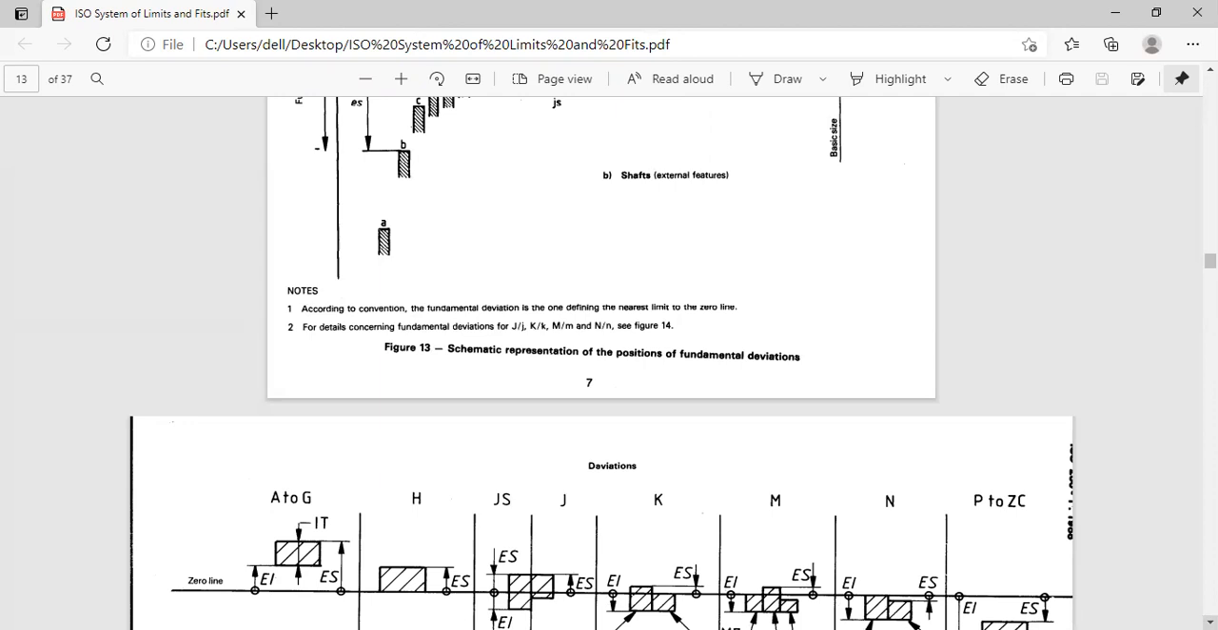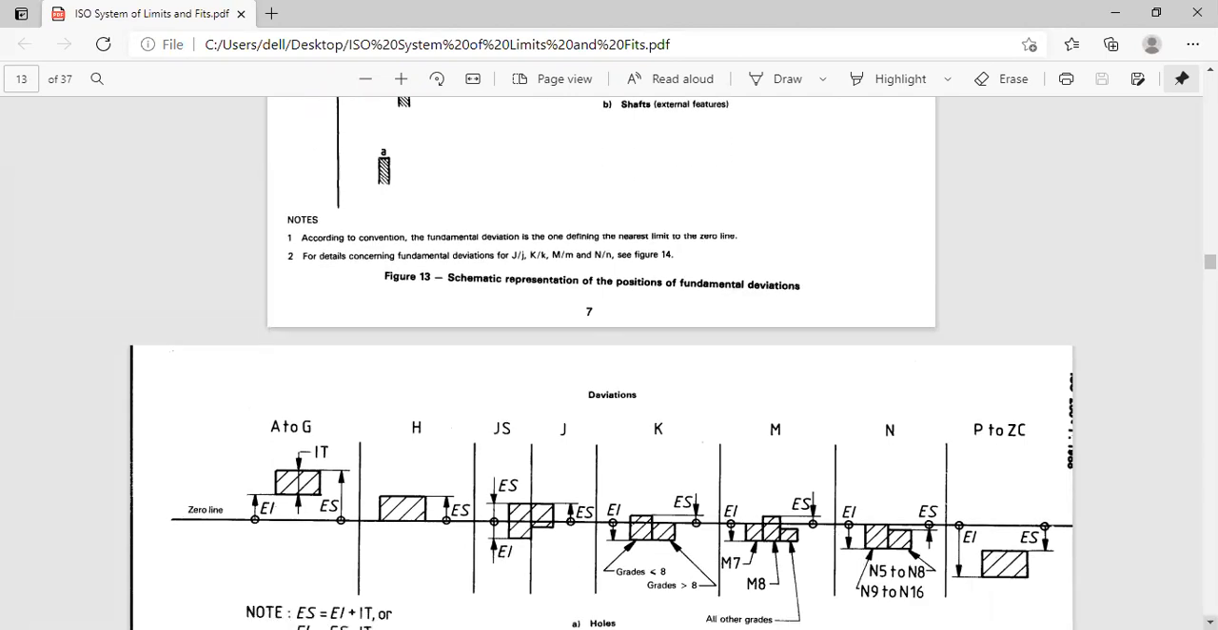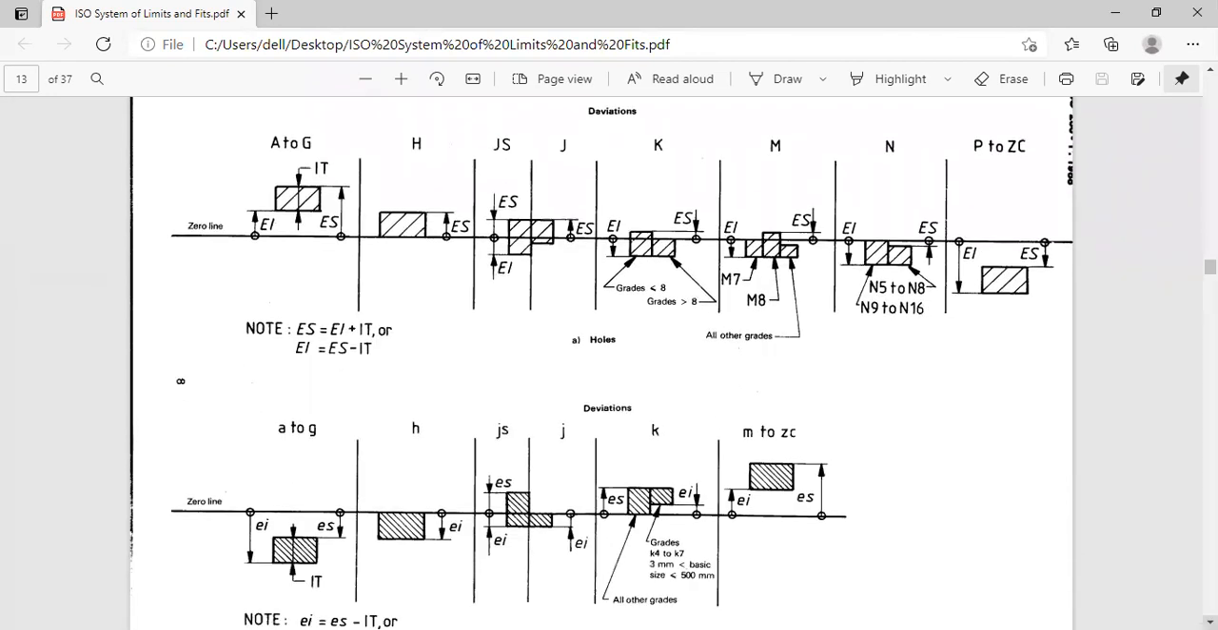So the position of the fundamental deviations, both for the hole and the shaft, are clearly defined in this particular figure. That is the heart, because you have to know, just like the design tables, this is a very important heart of the limits, fits and tolerances chapter. So how is it represented? You just try to see for the holes, for different alphabets.